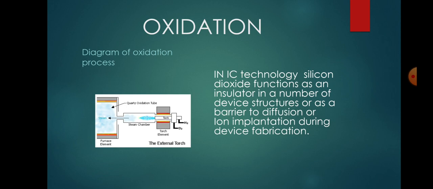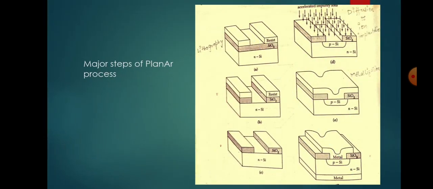The development of high quality silicon dioxide has helped us to establish the dominance of silicon in the production of commercial ICs. Generally, silicon dioxide functions as an insulator in a number of device structures or as a barrier to diffusion or ion implantation during device fabrication. In fabrication of a PN junction, which we have already discussed earlier, that is in this diagram, the silicon dioxide film is used to define the junction area as we have shown over here.